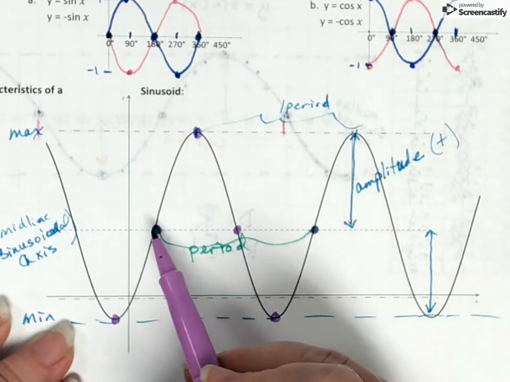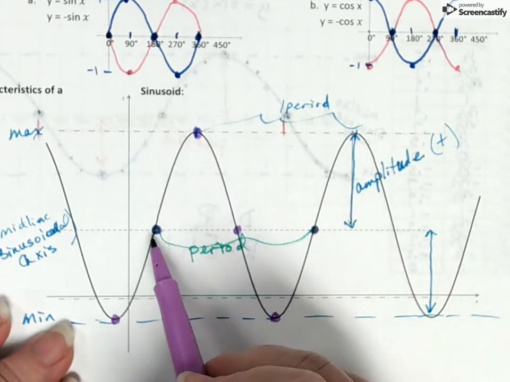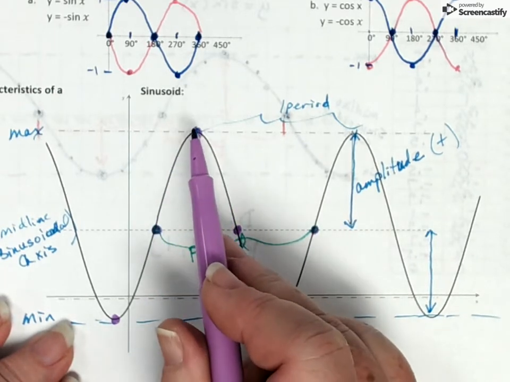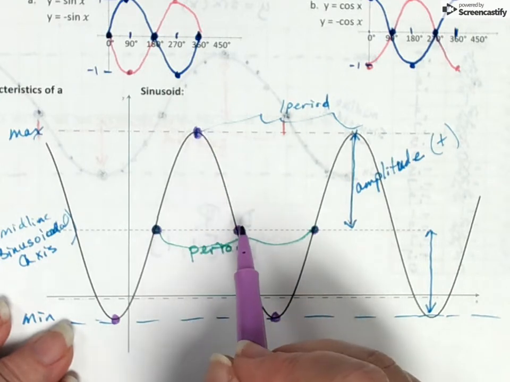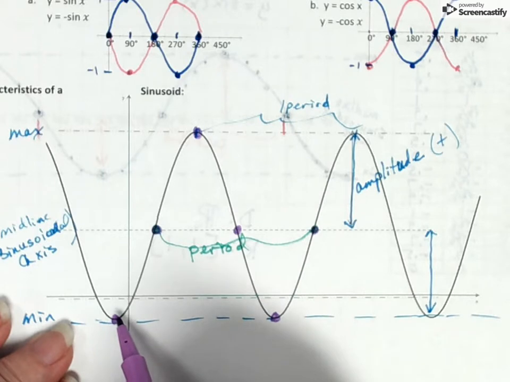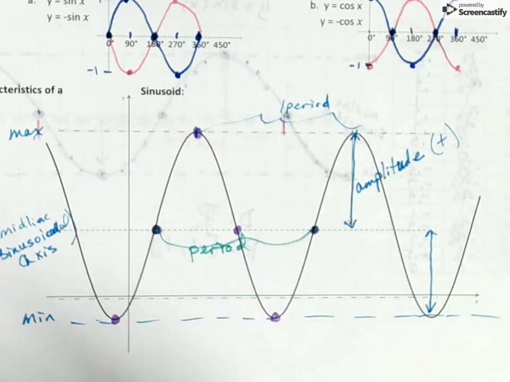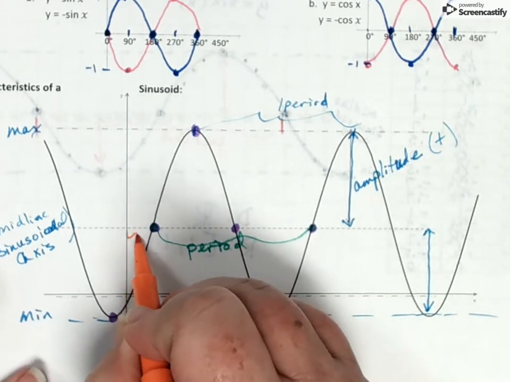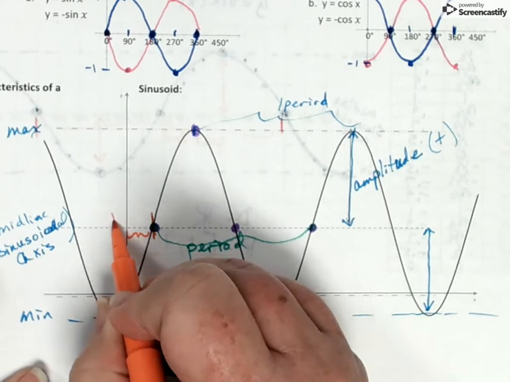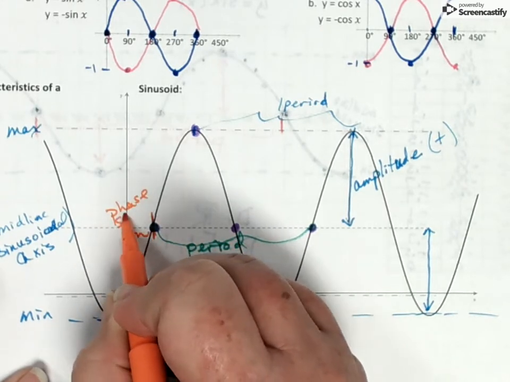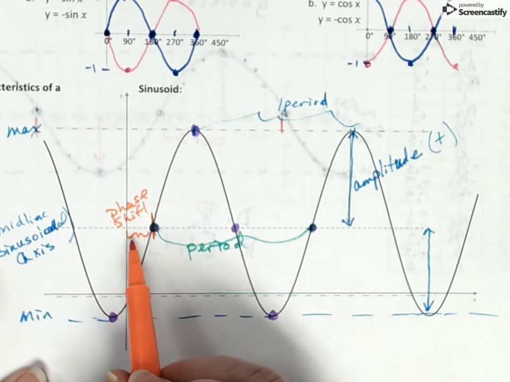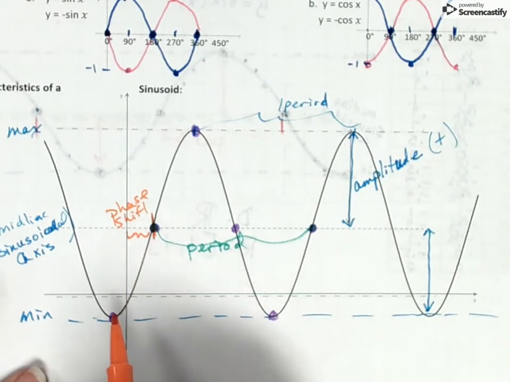Whether I call it sine, that starts at this key point. Cosine starts at this key point. Negative sine starts at that key point. Negative cosine starts at that key point. So the distance from the y-axis to whatever starting point you name is called your phase shift. So if my phase shift was a sine equation, it would be from the y-axis to that point.